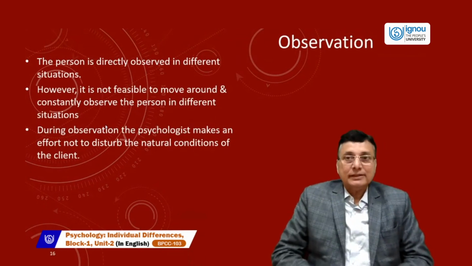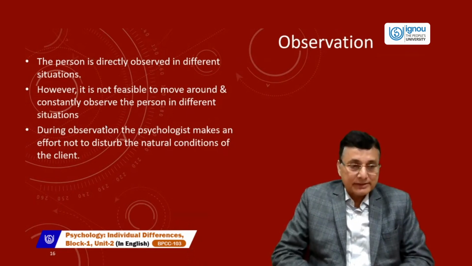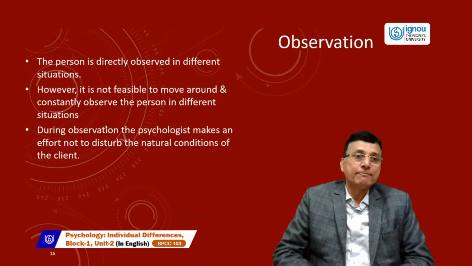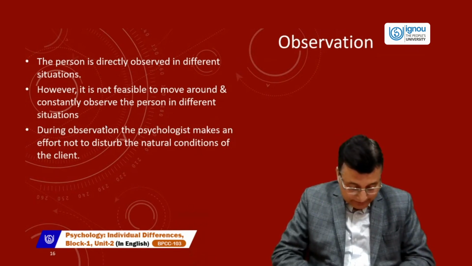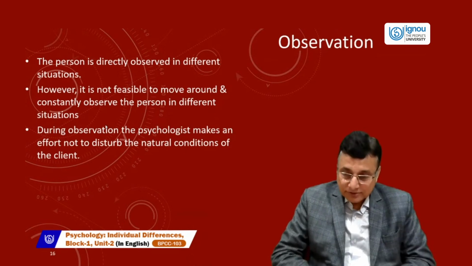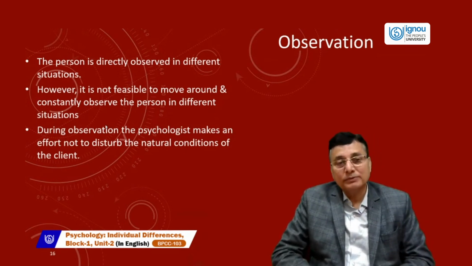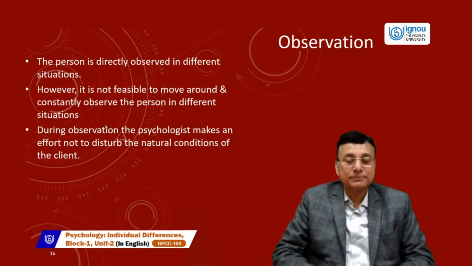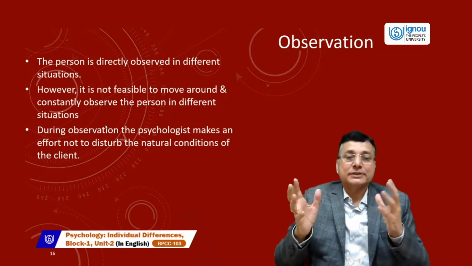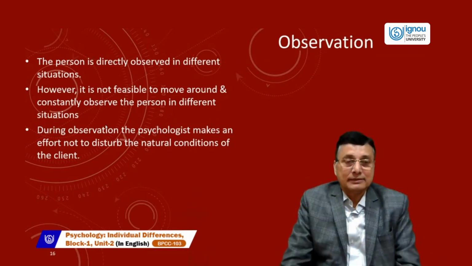So let us see the observational method, which is a very important method in understanding personality. So what do we do in the observational method? The person is directly observed in different situations. Like if you want to study the behavior of a child, you are observing the child in a school, in the playground, and in his home. So in four or five situations you are observing the child.